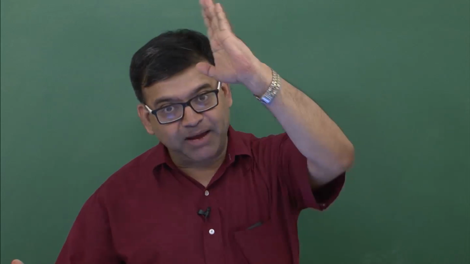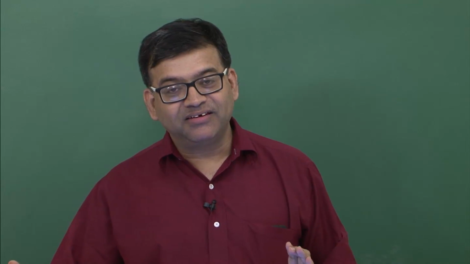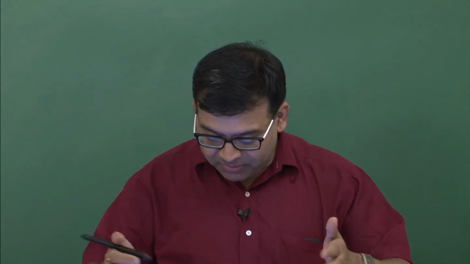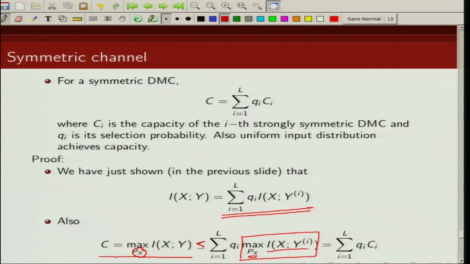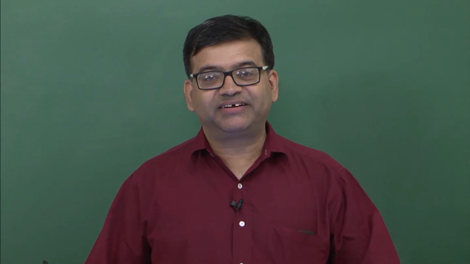And since I have the same input going to all of these L channels, the input distribution is the same. So the distribution that achieves capacity for the ith channel, the same distribution achieves capacity for, let us say, the jth channel. So that is why for a strongly symmetric channel, I can write capacity to be equal to the sum of the product of the capacity of the individual discrete memoryless channel multiplied by the probability of selecting that particular channel.